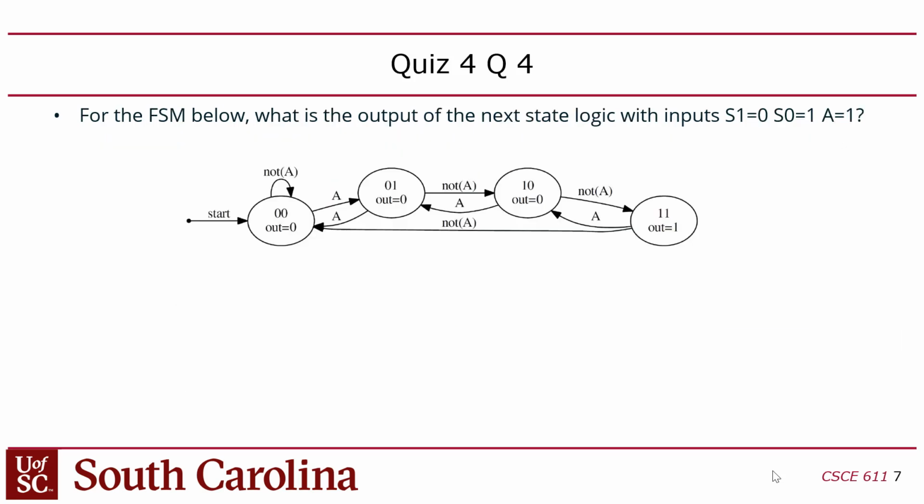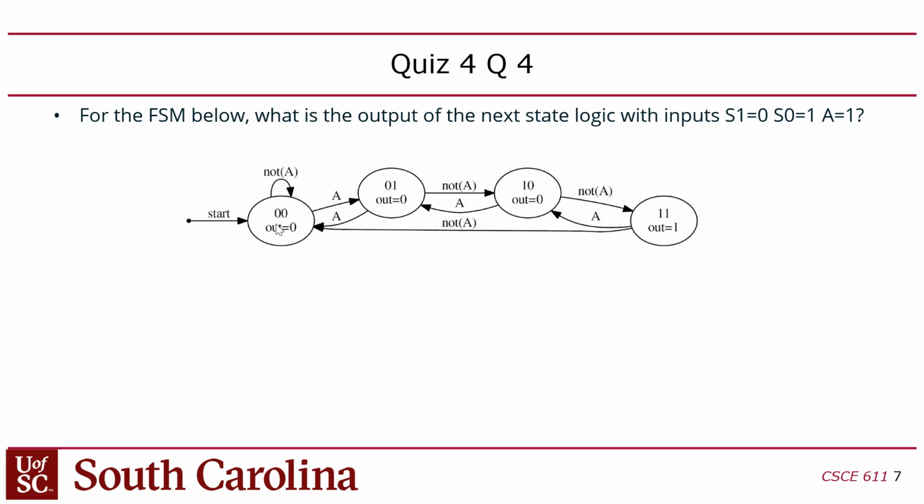Okay, this one gives a finite state machine diagram, and it asks what's the output of the next state logic with inputs S1 equals 0, S0 equals 1. With those values of S1 and S0, you're in state 0, 1, which is this state, and A is set to 1, which is going to transition us back to the 0, 0 state. Did I do that right? I don't have an answer there, but 0, 0, right? You guys can double check me on that.